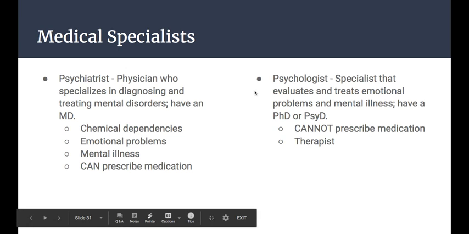On the flip side, a psychologist cannot prescribe medications. This is someone who is more like a therapist. A psychologist is a specialist that evaluates and treats emotional problems and mental illnesses. They have either a PhD or a PsyD. So PsyD is a doctorate in psychology. PhD is just a doctorate. This individual did not go to medical school. They simply have a PhD, which I still want my PhD. I'm still waiting to go back to school so I can get my PhD in exercise physiology.